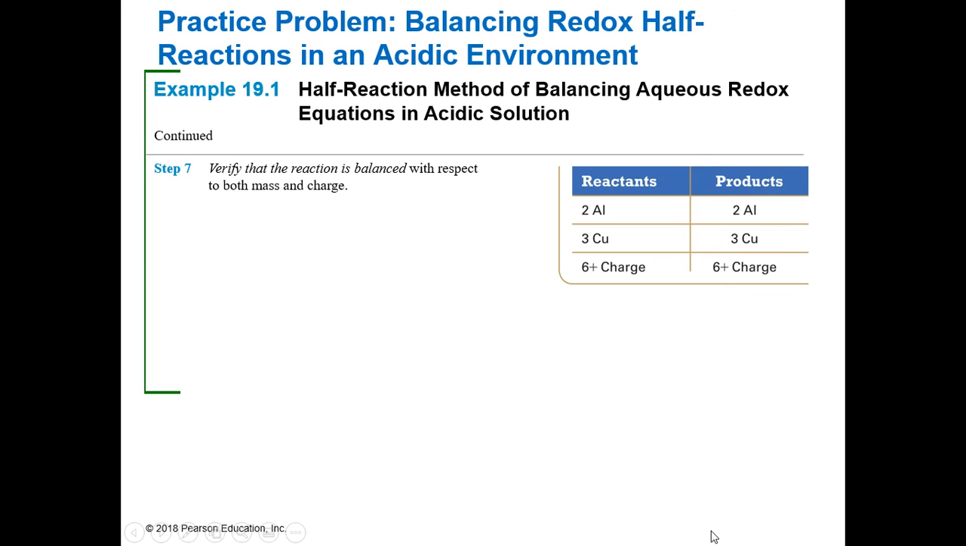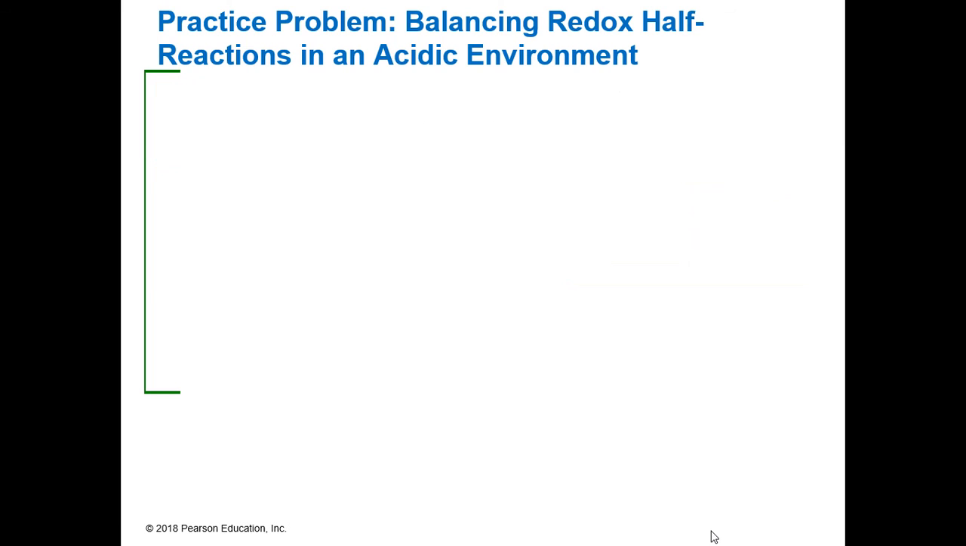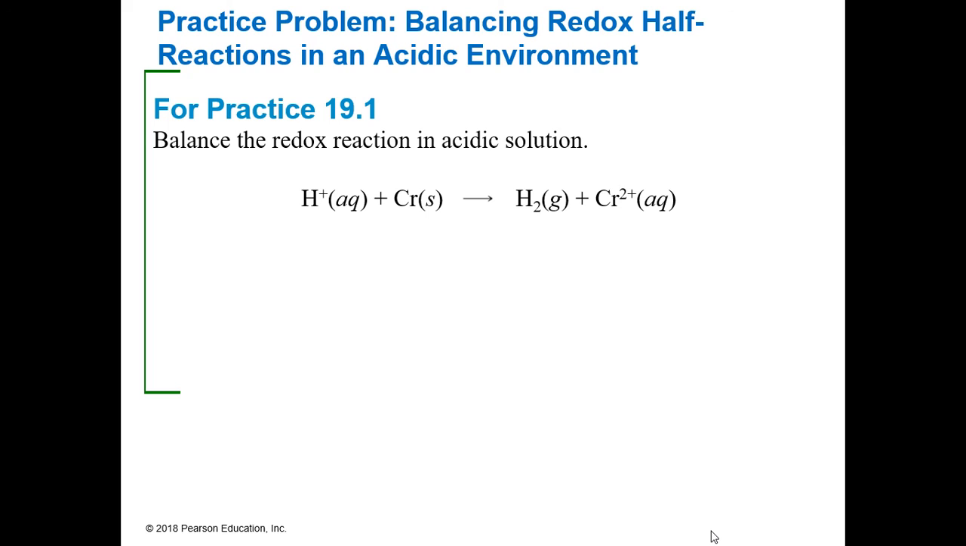So this is how we would balance in an acidic solution. So I want you to try this one. This one is a little bit harder because it does have hydrogens, but we can have H+. Since it's acidic, we can have H+ as one of our final answers. But go ahead and try this. Balance this reaction. So pause this video and then check. Make sure you have the right answer.